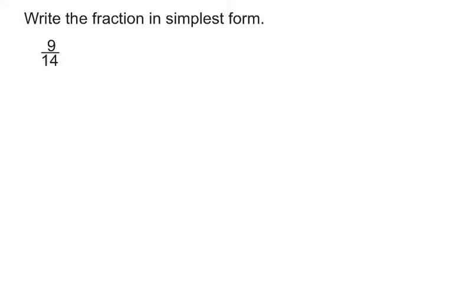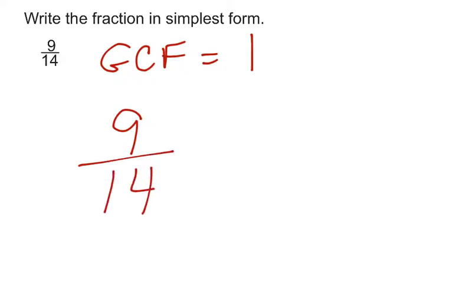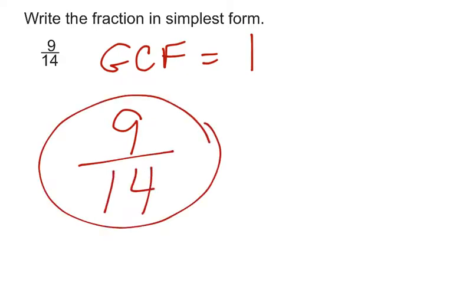Let's look at another example. Write the fraction in simplest form, 9/14. Well, if I look at 9 and 14, I can try to figure out common factors. Are they both even? No. That means that any even number is not divisible by either of these. So then I need to look at, okay, 3. Does 3 work? No. 5? No. So my greatest common factor between 9 and 14 is 1. That means that 9/14 itself is already in simplest form. So 9/14 is in simplest form.